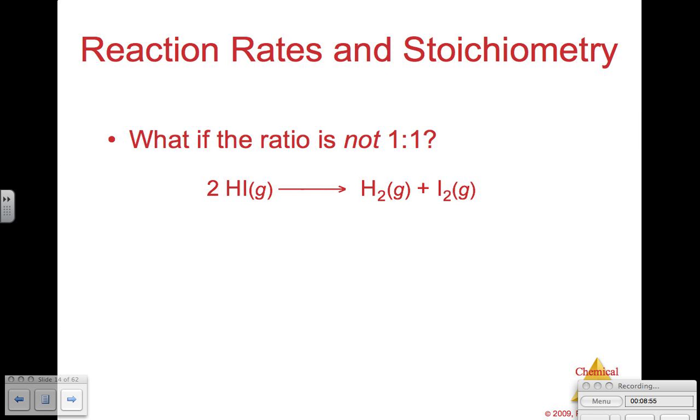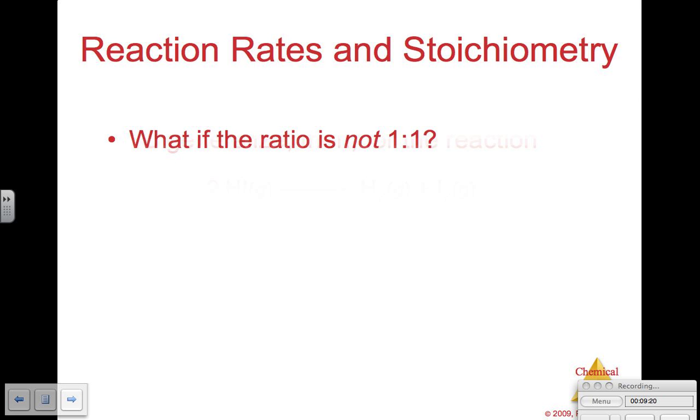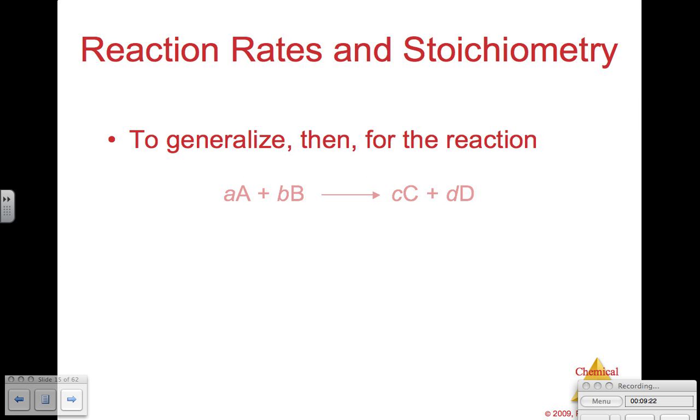Now, what if the ratio is not 1:1? Let's say we had hydrogen iodide, and it decomposed to produce hydrogen gas and iodine gas. Well, in this case, the rate would be -1/2 times the change in the concentration of HI over delta T, is equal to the change in the concentration of I2 over delta T.